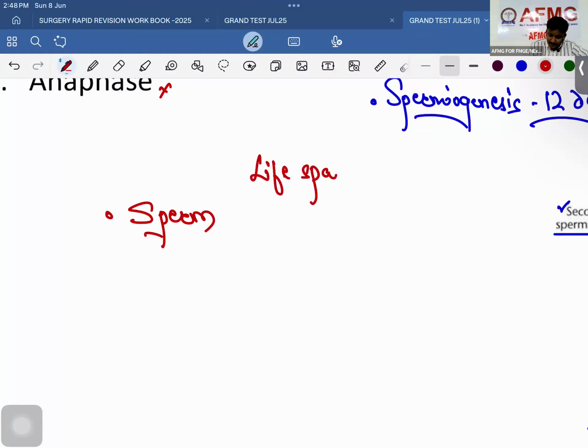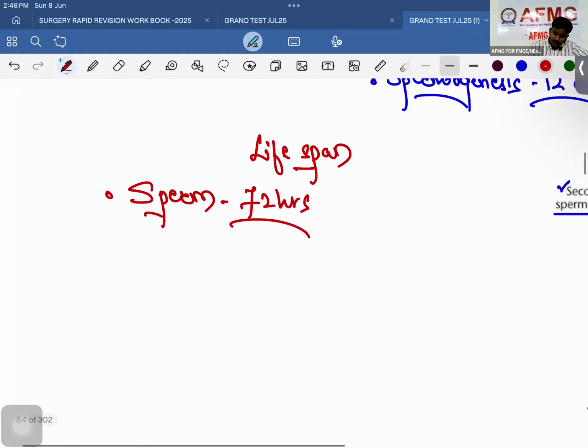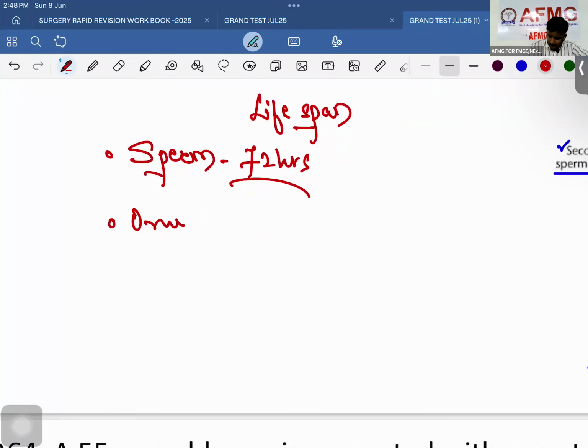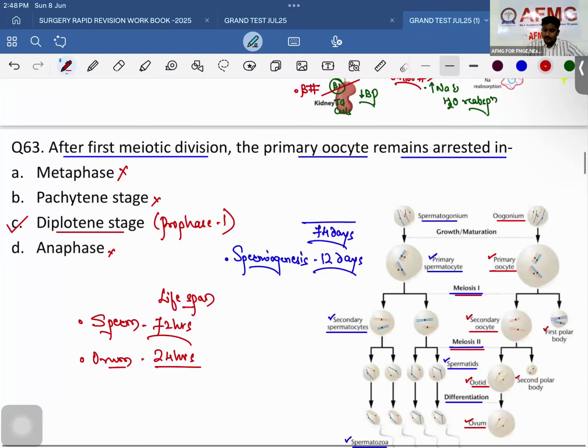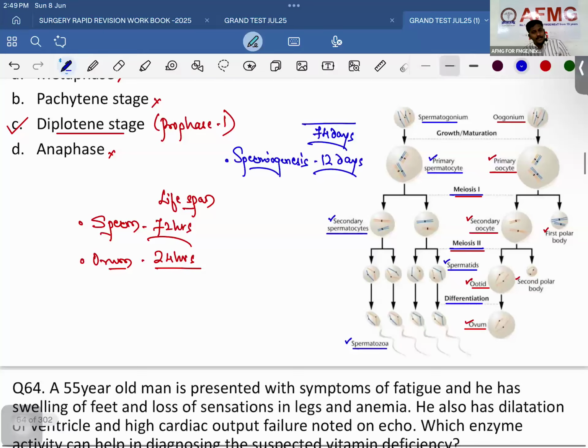Yes, the lifespan of sperm is going to be 3 days, beta. That is nothing else but 72 hours. And what is the lifespan of an ovum? So the ovum's lifespan is obviously going to be 24 hours, beta. That is what is important to be remembered. No issues with this, anybody?